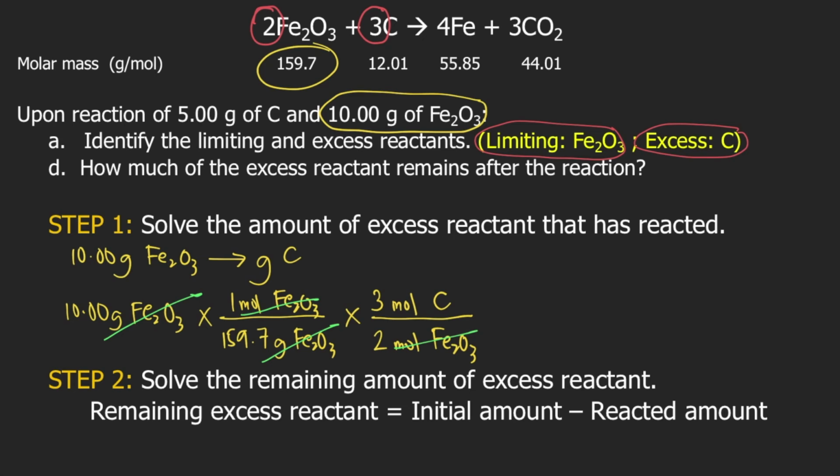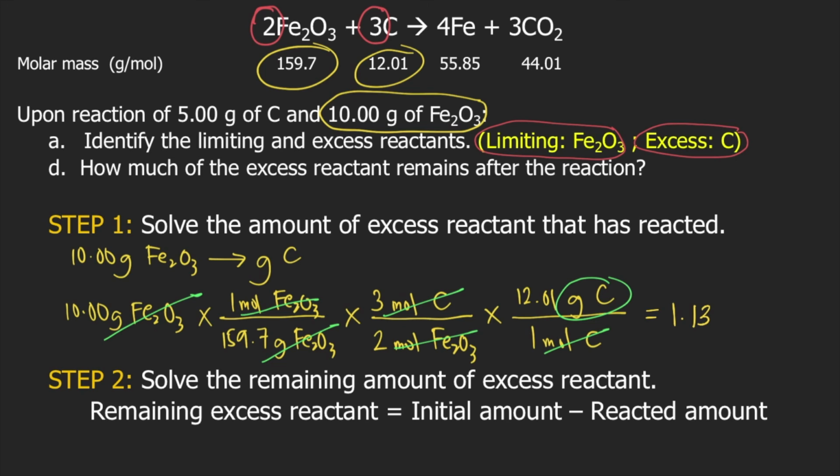And finally, you can convert moles of carbon to grams using the molar mass of carbon, 12.01. 1 mole of carbon is equivalent to 12.01 grams of carbon. So moles of carbon will cancel and your final unit becomes grams of carbon. Now, if you solve this in your calculator, you will solve for the mass of carbon, which is equal to 1.13 grams. This means that out of 5 grams of carbon, only 1.13 grams was actually used in the reaction.